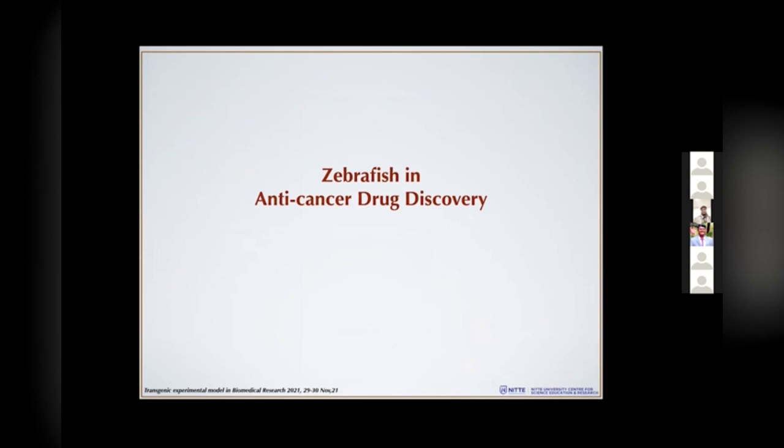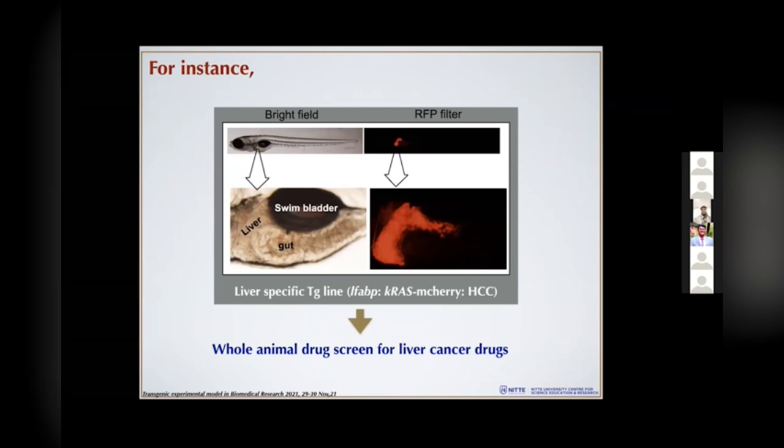So one example in anti-cancer drug discovery, I will just quickly run through. Suppose someone is looking at a liver cancer drug. You are trying to develop a drug that can treat liver cancer. So what is the best approach? You can go the transgenesis approach. Basically, you need to have a system where the liver is tagged. So you can have, for example, here, in this transgenic line, the liver tagged with mCherry. mCherry is the reporter protein. How are you tagging it? You are expressing mCherry under the influence of a promoter which is liver specific. Here, it is the liver-specific fatty acid binding protein promoter.